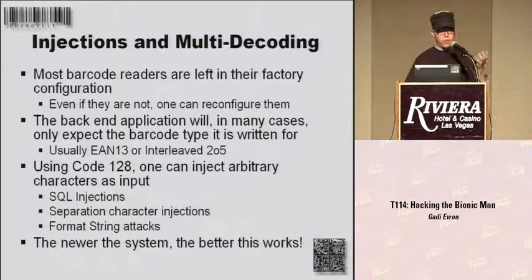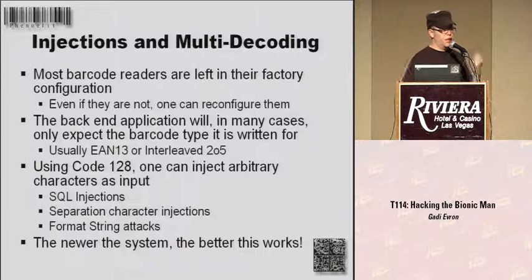So the next class that we have is injections and multi-decoding. Most barcode readers, as I mentioned, actually read every possible type of barcode, and they're usually left in their factory setting because nobody cares. And even if they're not, we have learned already, we have configure barcodes, we can make them so again. The backend application, however, will in many cases only expect the barcode type it's written for. Surprise! Ever heard of people forgetting input validation? It is the same deal.